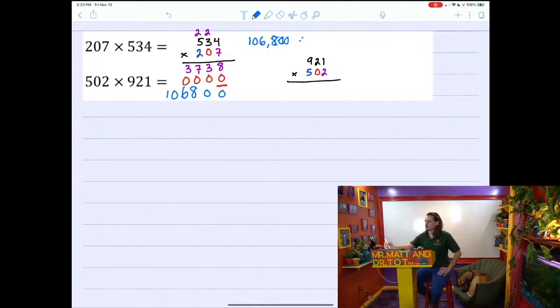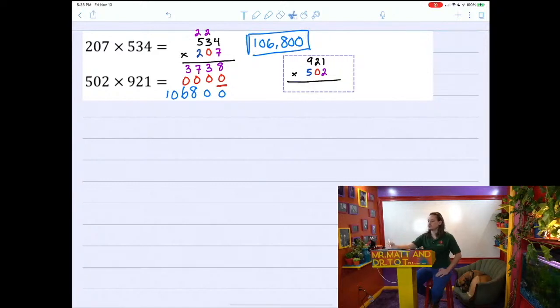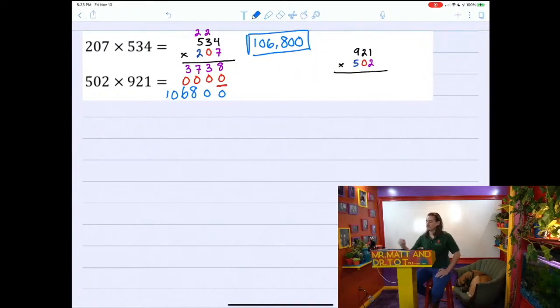For our second problem, we have 502 times 921. So starting with the 2, we're going to have 2 times 1 is 2. 2 times 2 is 4. 2 times 9 is 18. We don't have anything else to regroup into, so we just write out the 18 at the end. Then we're going to move on to the tens digit. So we need a leading placeholder of 0 in the ones value.